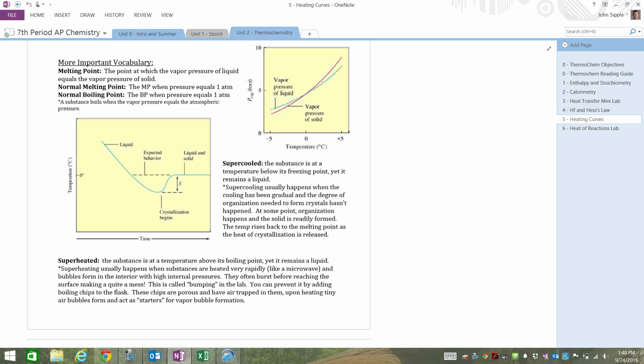So we use little things called boiling chips, which are just tiny chips of porcelain a lot of times. They're unreactive, but they give a nice rough surface for bubbles to form on. You might notice this in a glass of pop, for example, a carbonated beverage. When you pour it into a glass, you'll notice in different parts of the glass the carbonation will be forming at particular points, and that's an imperfection on the surface of that glass.